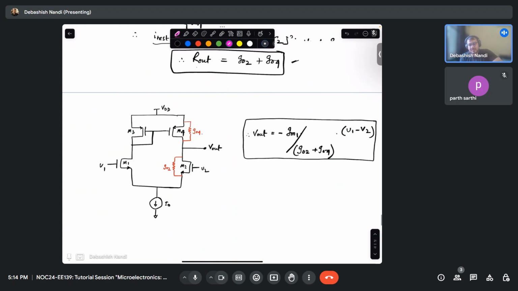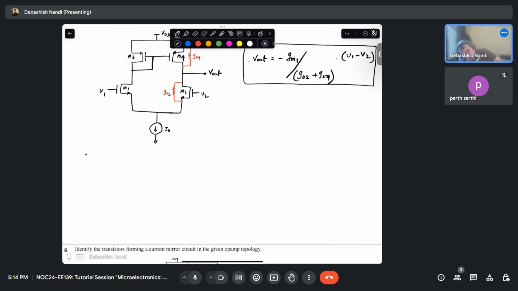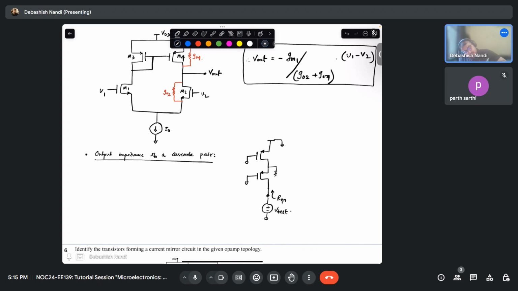So let me just show you for completion how you can calculate the output impedance of a cascode pair. That means you have so far this, right? This was given, so this was your VDD. Now this will be 0 and you just short your input and you need to see what is your R in. Okay, so you connect your V test here. This is your M4, this is your M6 and this is your G06, this is your G04. Okay.